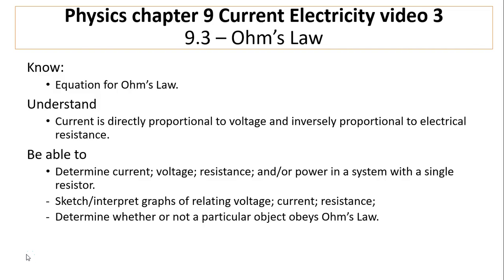The objectives are: know the equation for Ohm's Law, understand current is directly proportional to voltage and inversely proportional to electrical resistance, be able to determine current, voltage, resistance, and know power in a system with a single resistor. Be able to interpret graphs relating voltage, current, and resistance. Be able to determine whether or not a particular object obeys Ohm's law.